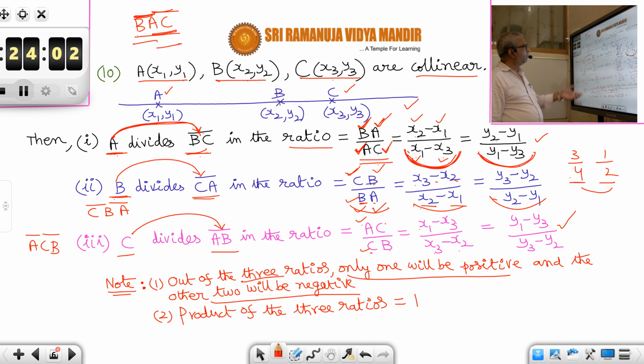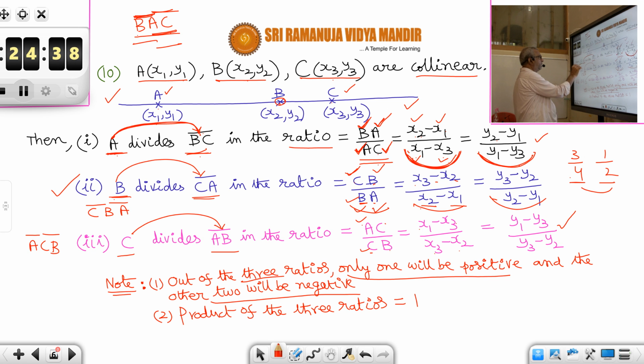Why? Because only one point will be between the other 2 points. Suppose in the diagram I have shown, B is lying between A and C. Then which ratio will be positive? The second ratio will be positive. B divides CA in the ratio: B is in between C and A. Therefore, the ratio in which B divides CA will be positive. The other two ratios will be negative.